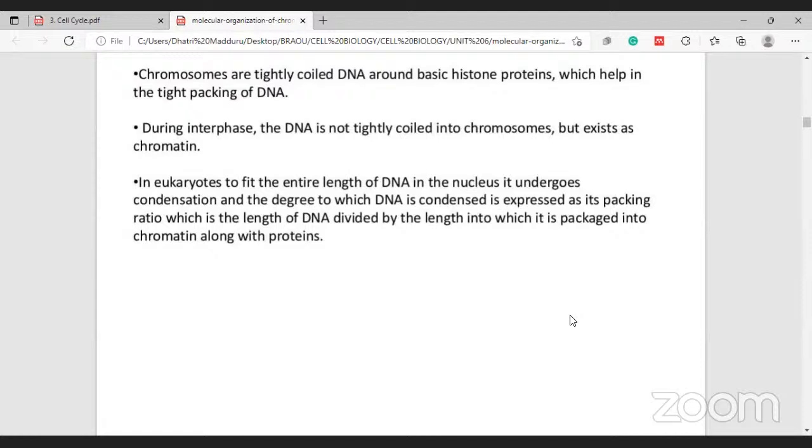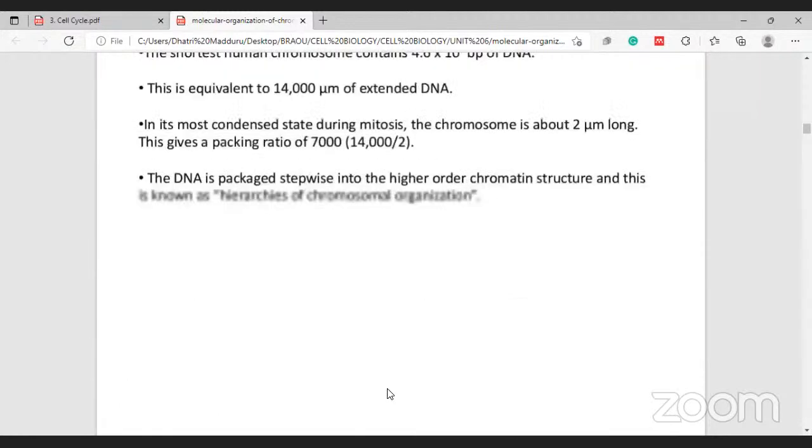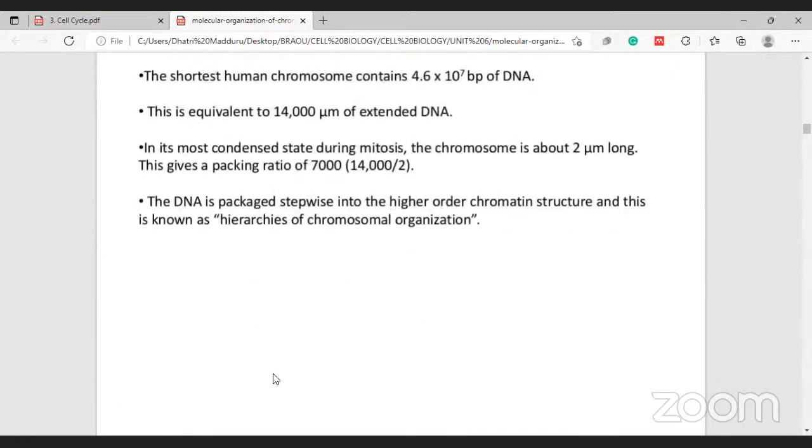So that much DNA has to be packed in a very tiny nucleus, which we cannot even see with our naked eye. So how much condensation or packing is needed? It will be tightly packed and condensed and put in the nucleus. The shortest human chromosome consists of 4.6 into 10 power 7 base pairs of DNA, and its length is 14,000 micrometers.